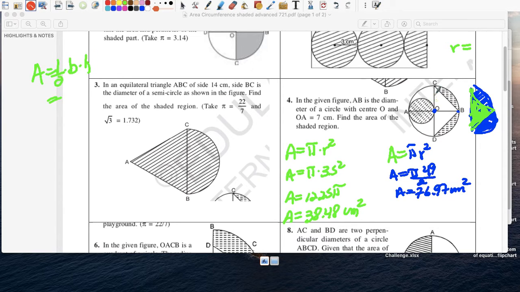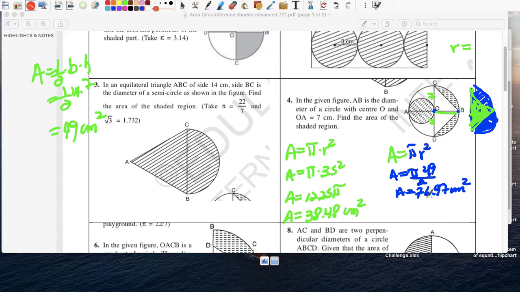The base of this triangle is the 2 radii, which makes it 14 because this is 7 and this is 7. And the height of that triangle is just another radius, so it's 7. So half times 14 times 7, and the area of the triangle is 49 centimeters squared.